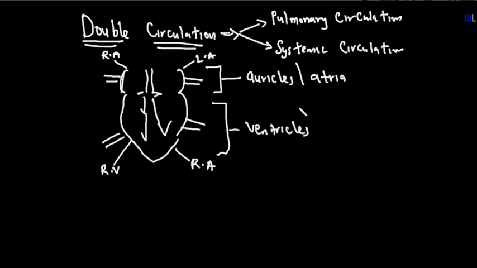Okay, can you guys hear me? Yes, sir. Okay, very good. So I hope you guys wrote this down. I said double circulation is segmented into two. We have the pulmonary circulation and your systemic circulation. You've taken note of it, right? Yes, sir. Okay, very good. Now, we are going to look at the sequence of this pulmonary circulation.